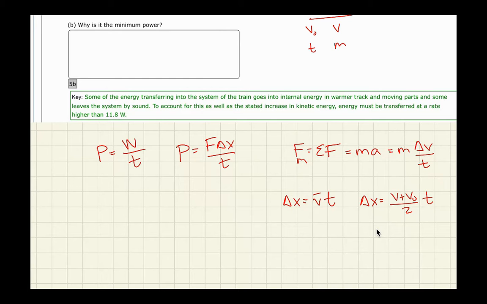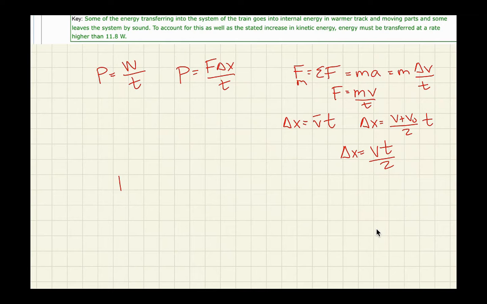So my force equation is going to be F equals mv over t, because that initial is 0. And my displacement equation is going to be delta x equals vt over 2, because again, that initial is 0. So now all I need to do is plug that into my power equation, and I get power equals force, or mv over t, times delta x, vt over 2, divided by t. Time will cancel out on top, and I'll get my power is equal to mv squared over 2t.